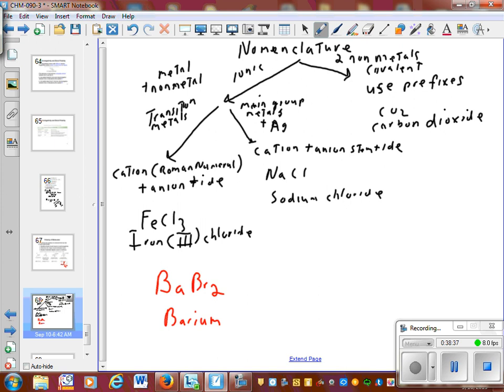But you don't have to put two. No. Prefixes are used with covalent compounds, not with ionic compounds. That's why I put the chart up there. Follow the chart.